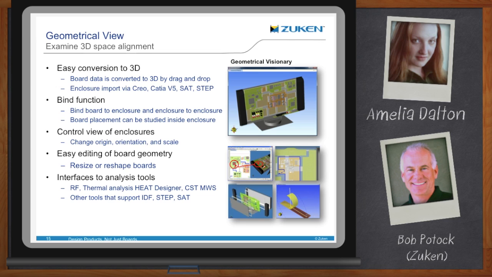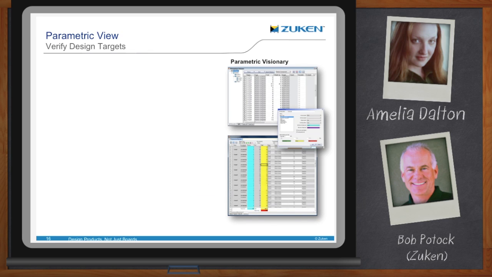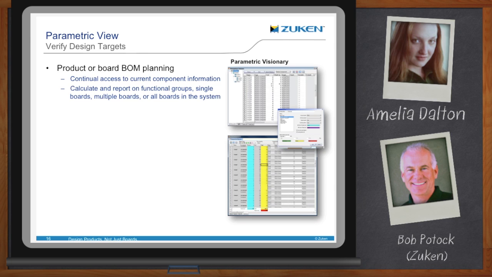Cool. Okay, so I guess we're going to eventually need to give some information to manufacturing. Someone is going to need to build this thing, right? Exactly, and this will be the final step that we talk about in the planning phase. This is the parametric view. Okay. And this is where we're going to start extracting out some of the parametric design elements as well as verifying design targets. So we might want to pull out the BOM at a product level versus a board level.